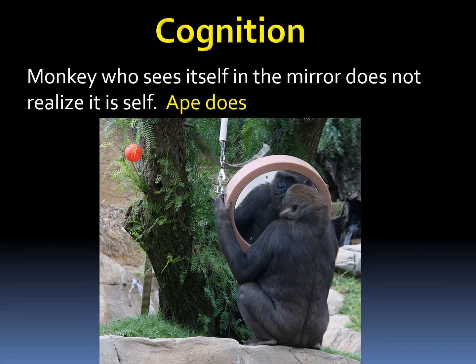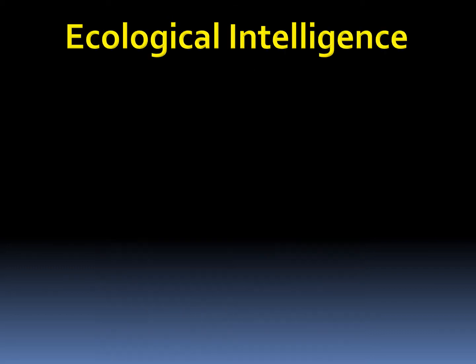So you can see cognition in terms of a monkey who sees itself in a mirror and does not realize it is itself, right? That is how it is with most mammals. They don't recognize that they're looking at themselves, but an ape does. That is what the difference in representational thought is.